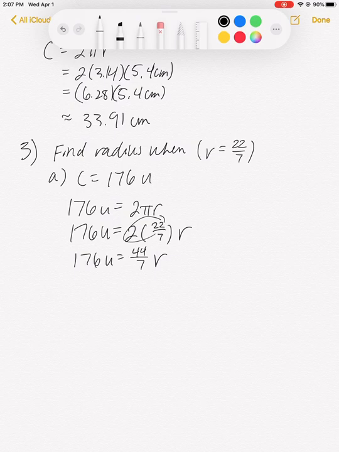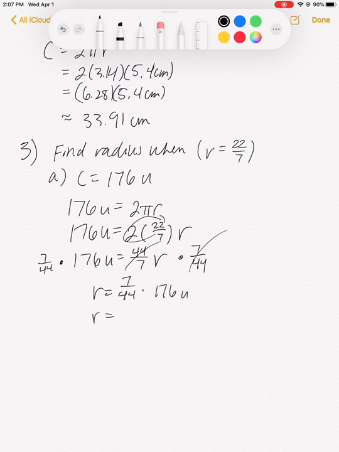Now to undo the 44/7, we need to multiply by 7/44 on both sides. This will simplify, and r is going to equal 7/44 times 176 units. On our calculator, we multiply the 176 times 7, then divide by the 44. We get that r is going to equal 28 units.